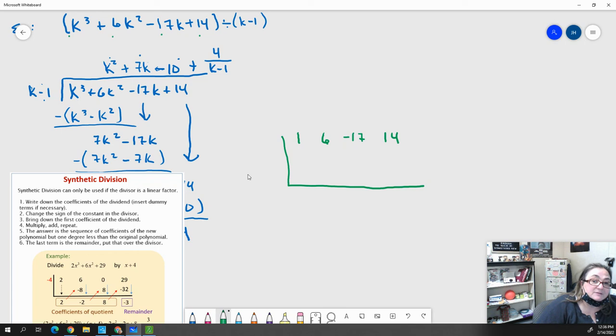And then on the outside here, we're going to put the opposite of whatever this is. So in this case, it's negative 1, so right here, we're going to put 1. Does that follow so far?